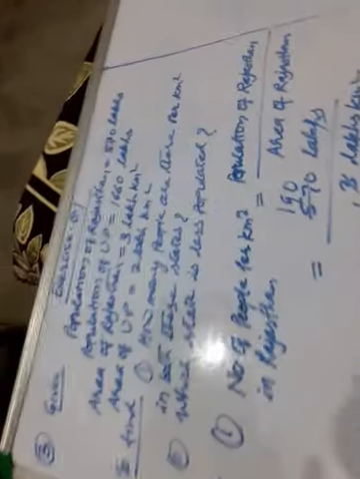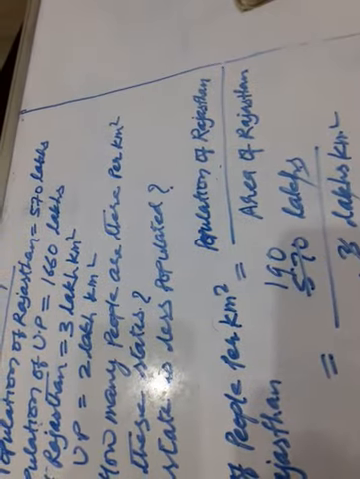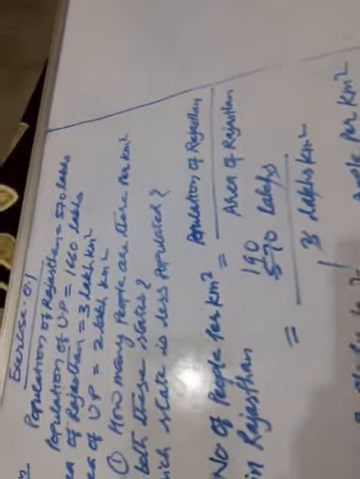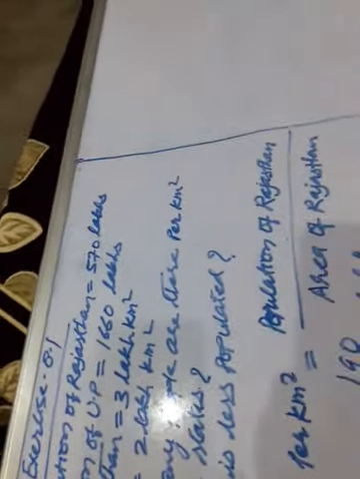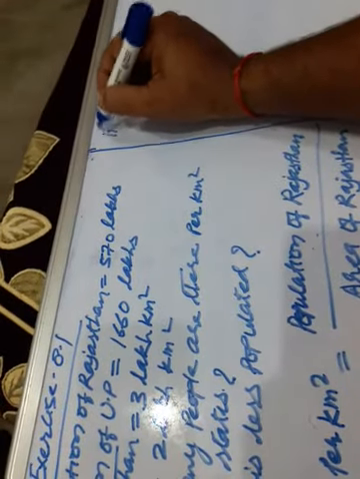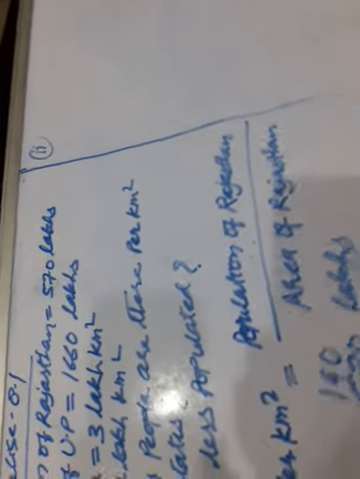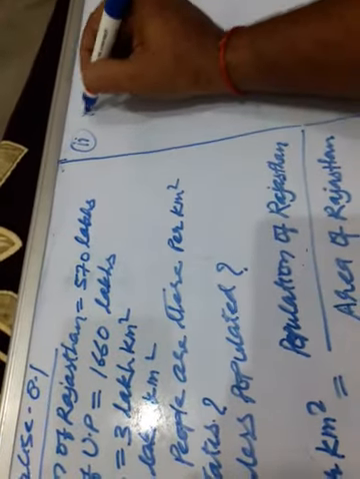Now, what is the next question? Which state is less populated? Here you see, which state is less populated or more populated is based on the population density in that particular state. So what is the second part? Second part, let us see. Which state is less populated? How will you write? It is clear from now.